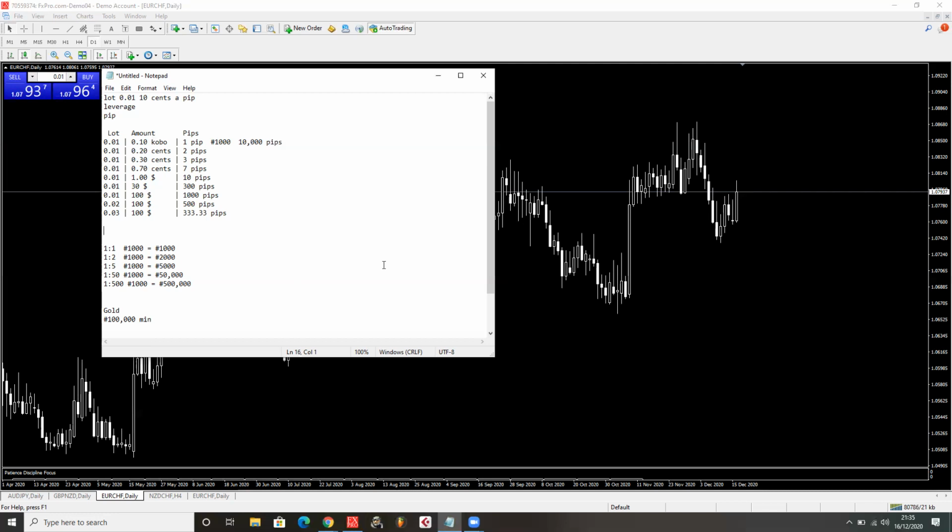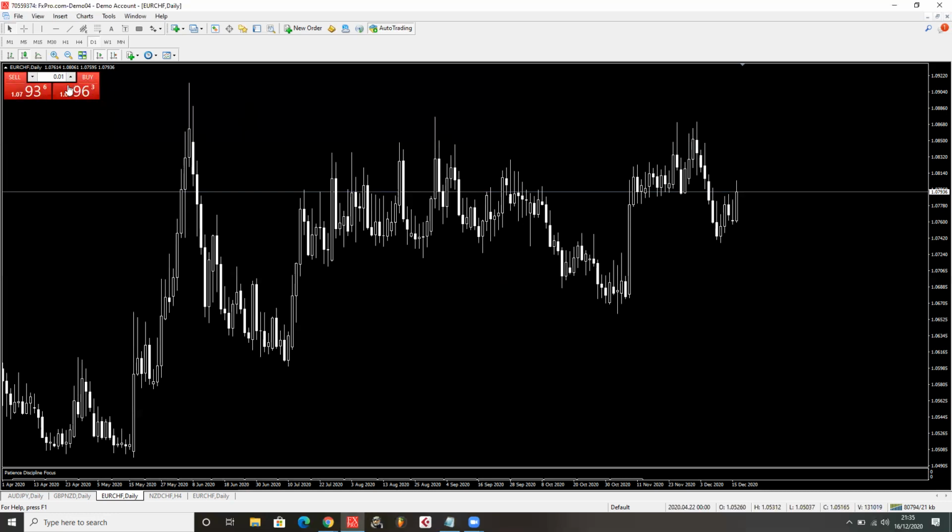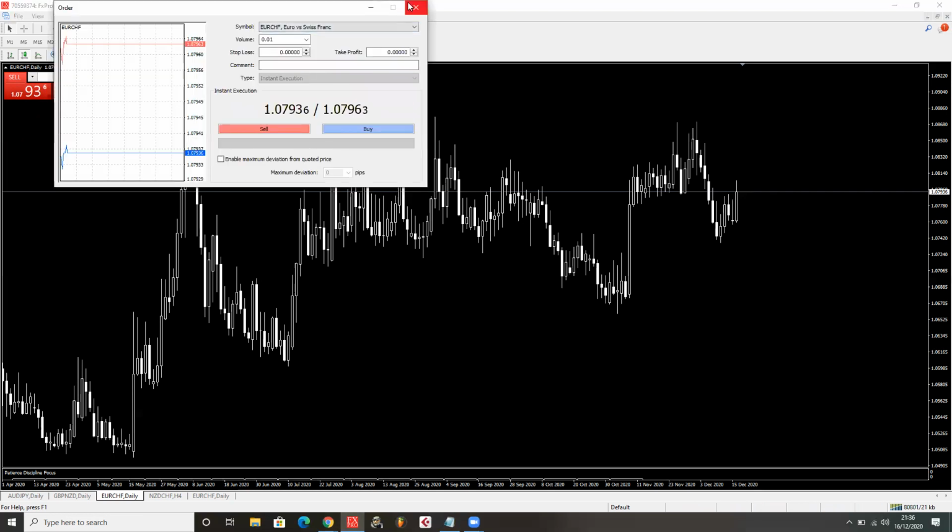Let me see. Which other way would you like to calculate the pips? I thought the pips were behind the current buy and sell prices. No, the pips are not seen right there. This just gives you the ask price and the bid price. It gives you the buy and the sell price.